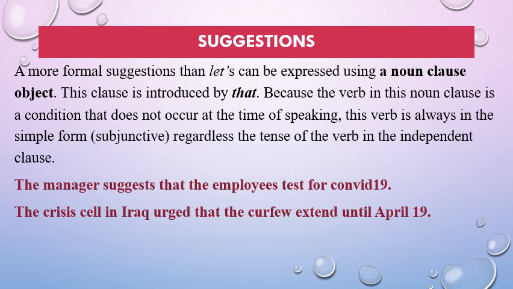Let's focus on the second sentence. The crisis cell in Iraq urged that the curfew extend until April 19. The crisis cell is the subject, which means خلية الأزمة. Urge is the main verb. That the curfew, now this is the noun clause, the curfew extend until April 19. If you consider this verb, extend, you notice that it is in the simple form verb, which we call subjective.